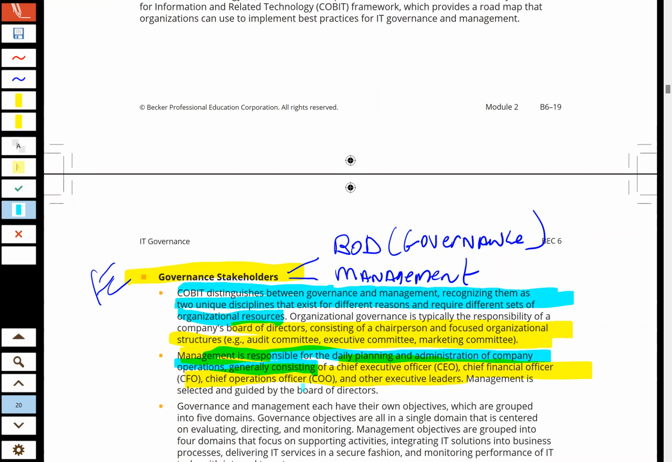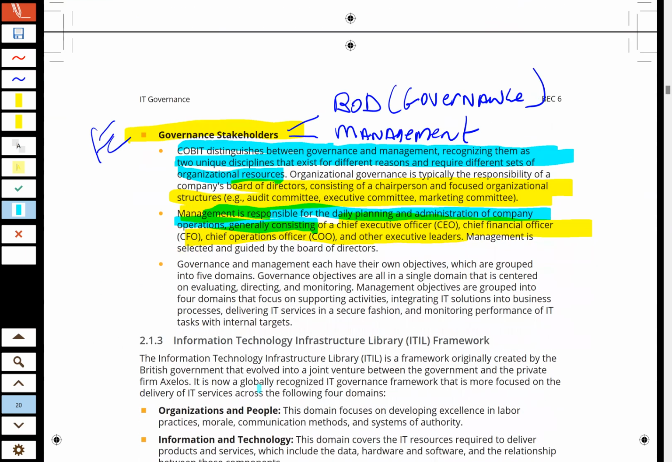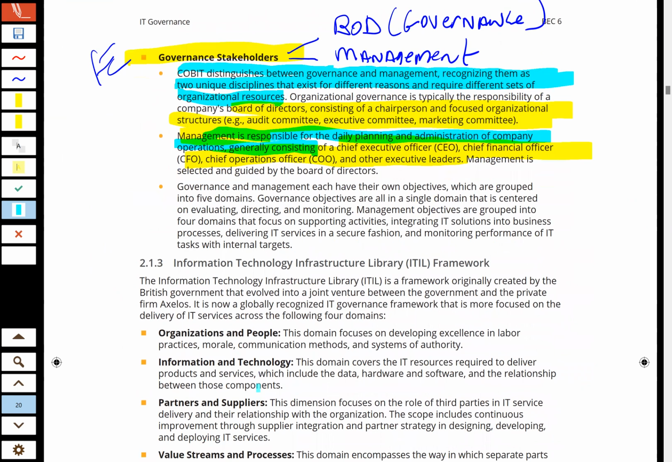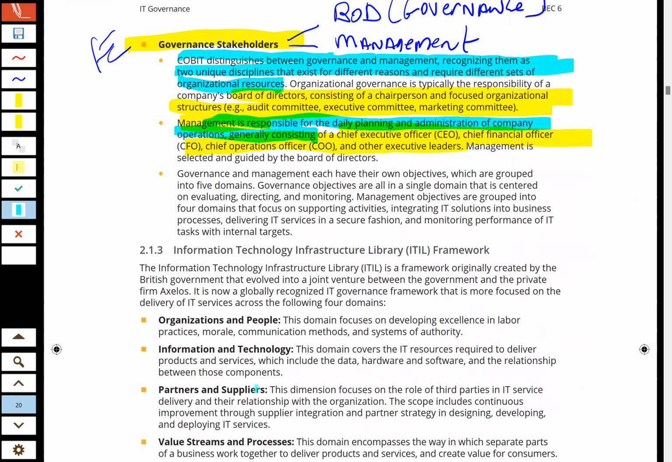So just understand that when we talk about corporate governance, shareholders, we're talking about the board of directors, and we're talking about management. I don't think that you necessarily need a flashcard to talk about what each of these do. I think that's pretty self-explanatory, just by the heading of board of directors and governance. Come over and let's take a look at the next item here, which is the Information Technology Infrastructure Library framework.